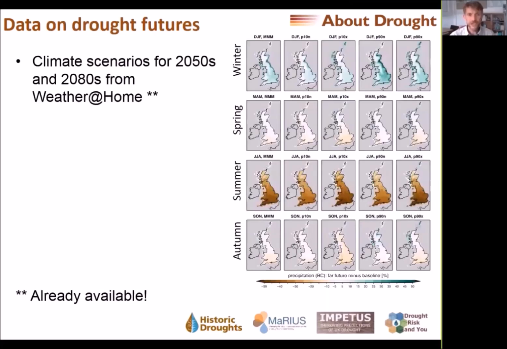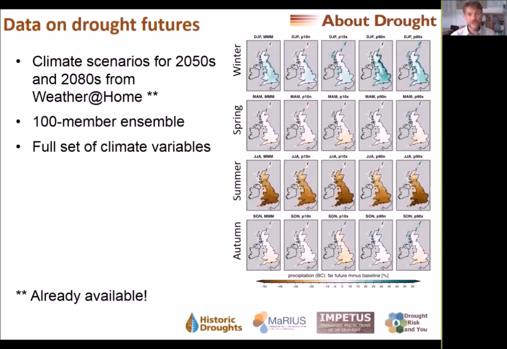In the MaRIUS project, they've been working to model river flows based on future climate scenarios produced from the Weather at Home dataset. So as well as all of those climate scenarios being available already from the British Atmospheric Data Centre, they've also run those data sets through some hydrological models. So this is a big 100-member ensemble with climate scenarios for two future periods, in the 2050s and the 2080s.